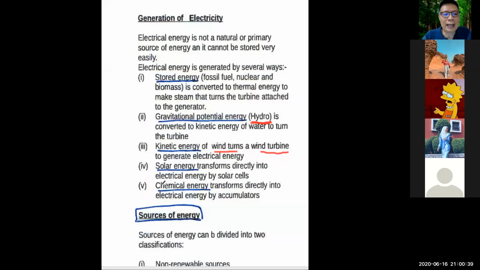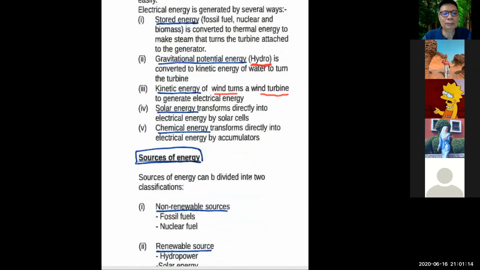And last, chemical energy. Chemical means I use a chemical reaction. This one is used in the battery. It transforms chemical energy directly into electrical energy. For example, a car battery, or a dry cell you buy from the shop. Remember now: stored energy, gravitational potential energy, kinetic energy, solar energy, chemical energy. These are the 5 sources to generate electricity. Remember the 5: 1, 2, 3, 4, 5.